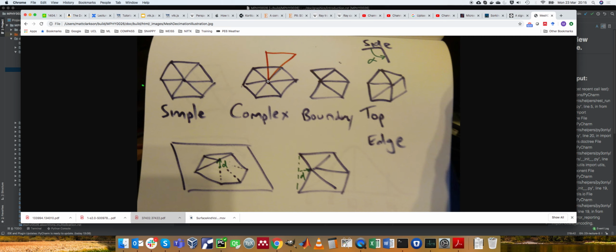Here this point in the middle is connected to these 6 triangles in black, but also 1 triangle in red. So they call that a complex case. Forgive the hastily drawn diagram, but the next category along is called boundary. Essentially, if a point is on the edge of a surface, so you've got triangles on one side but not on another, they call that an edge case.